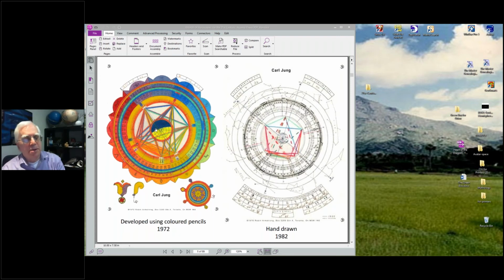I get the chart printed out, or I hand calculate it, and then draw them in. I put the planets in the form, and then once the planets were in the form, I would get the colors, and I would color in the signs, then color in the mandala, then color in the aspects.